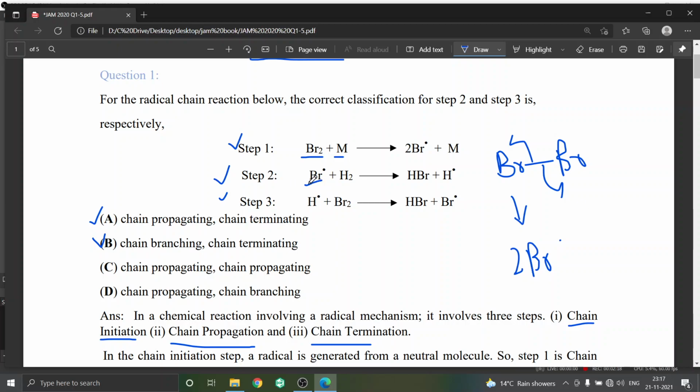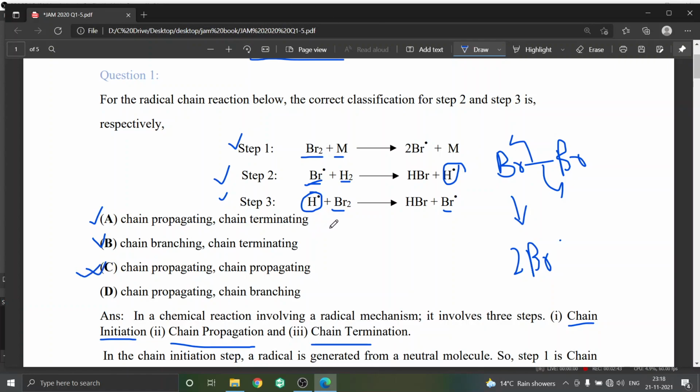Here in step 2 you can see this Br dot which was formed is reacting with H2 and giving you H dot, right? You are giving an H radical. Similarly, in step 3, the H radical is again reacting with another molecule of Br2 and gives you again Br dot, so that the reaction keeps on propagating. So both step 2 and step 3 are chain propagating steps. So the answer will be C.